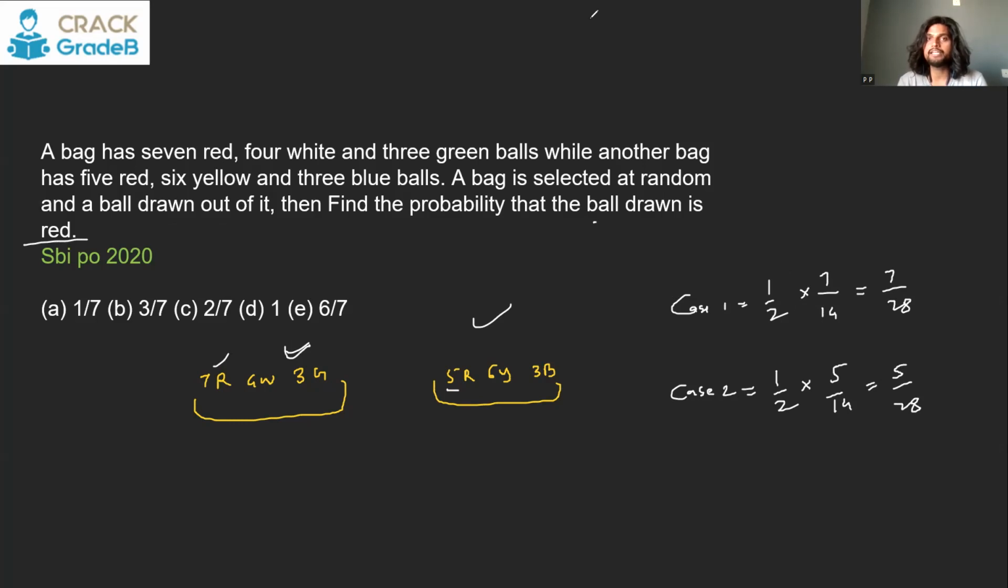And as we discussed earlier, when you make cases, you add those because cases are "or" with each other. So 7/28 plus 5/28 is 12/28. Dividing by 4, it becomes 3 upon 7. So the option here is going to be 3/7. Easy.